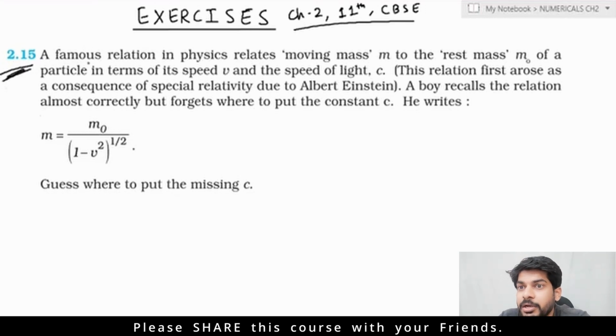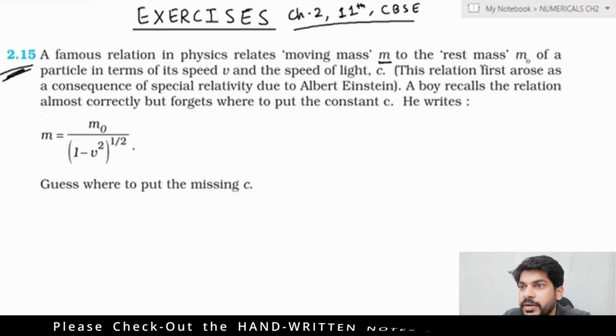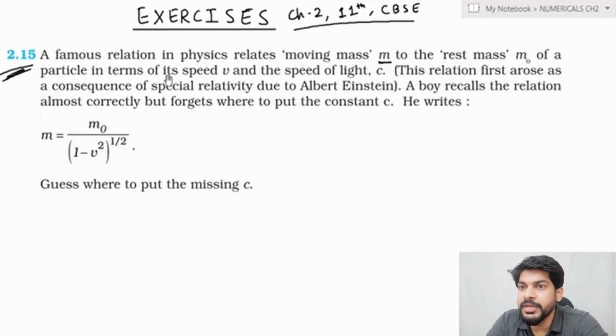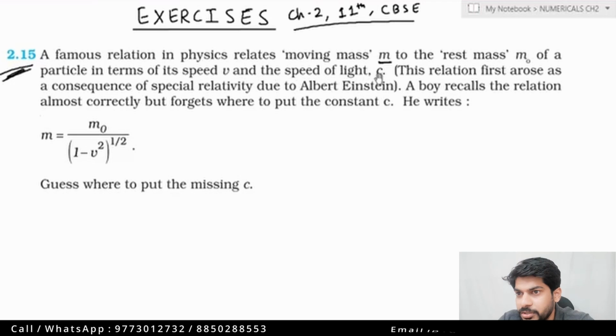2.15 says that a famous relation in physics relates moving mass m to the rest mass m naught of a particle in terms of its speed v and the speed of light c.